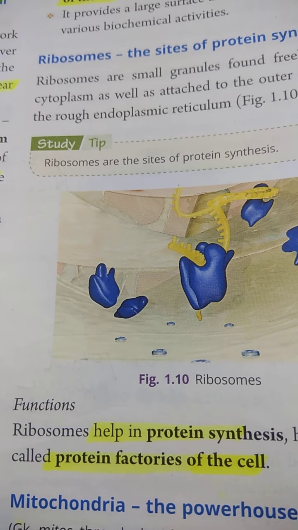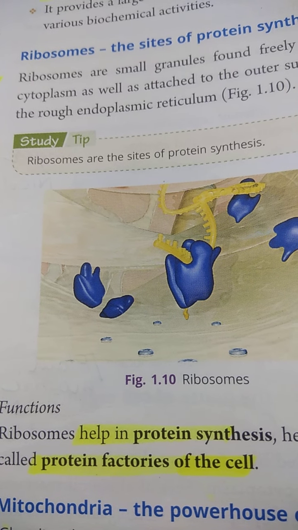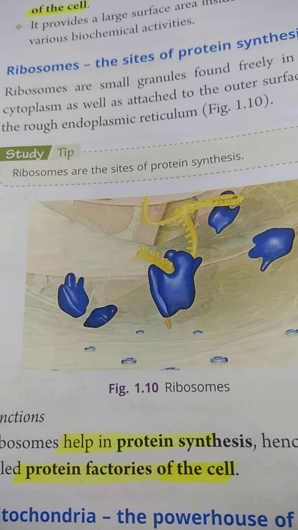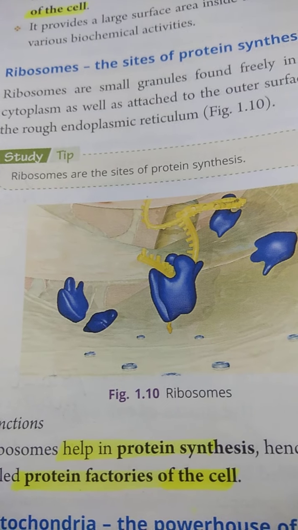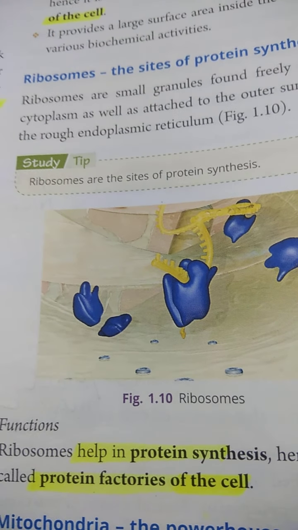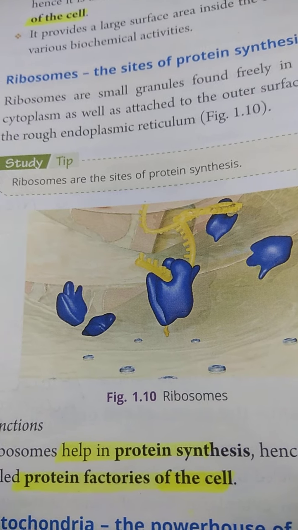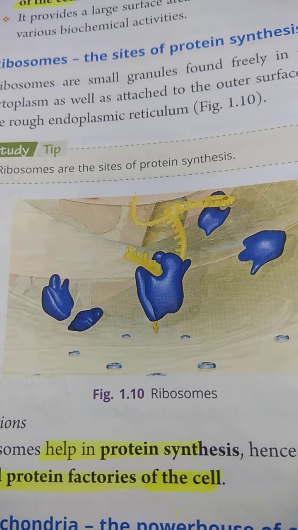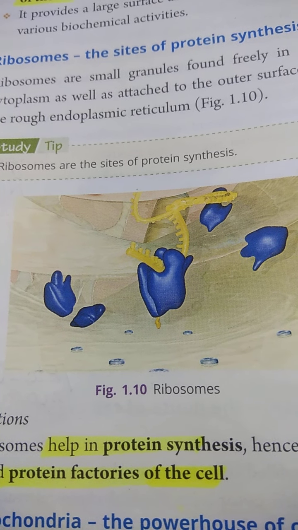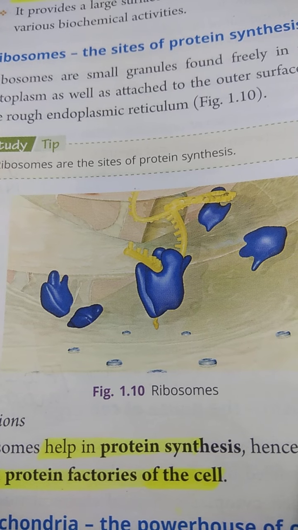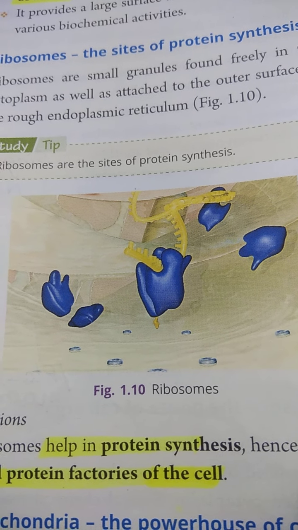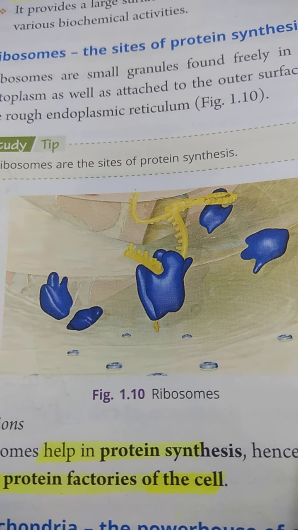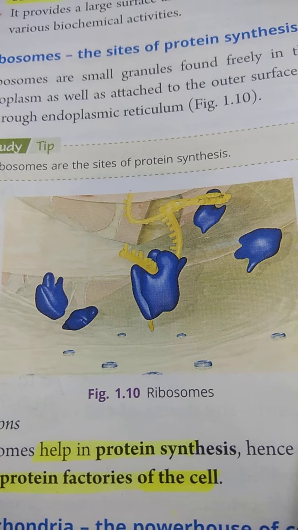Ribosomes which are present in the mitochondria are known as mitoribosomes, and the ribosomes which are present in the plastid are known as plastoribosomes. These names depend on the location where they are found. If they are found in the mitochondria, they are known as mitoribosomes, and if they are found in the chloroplast or plastids, they are known as plastoribosomes.